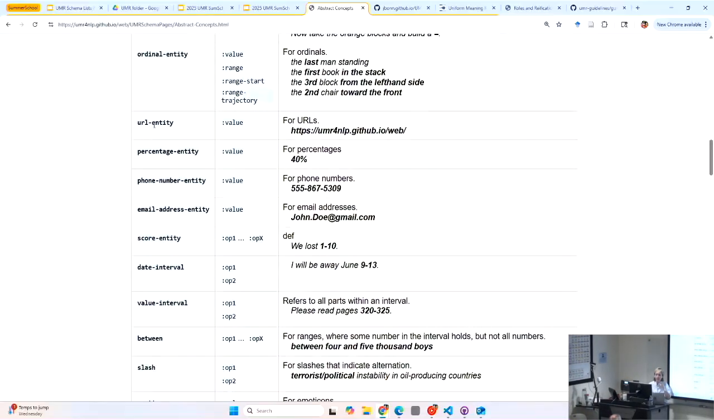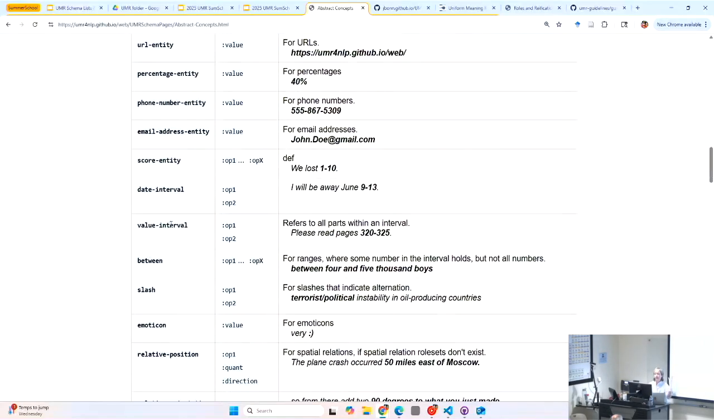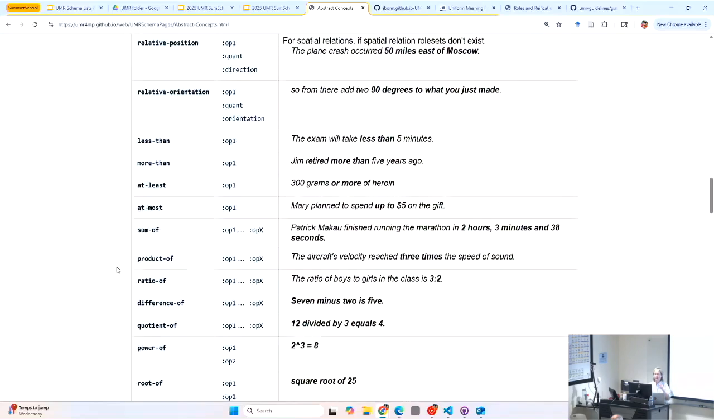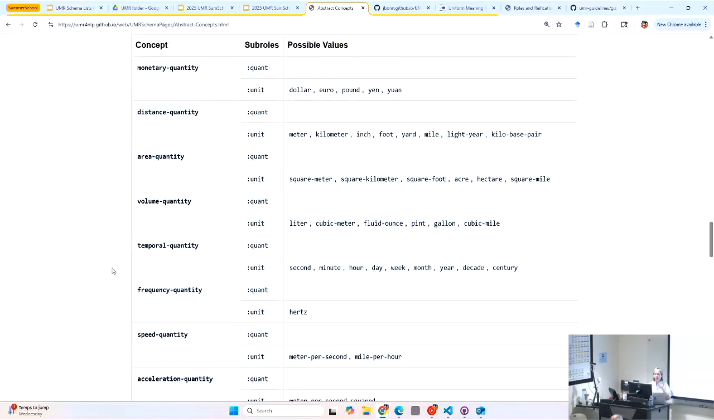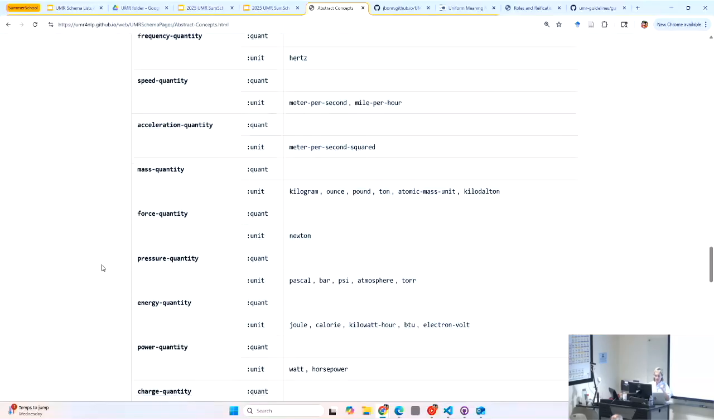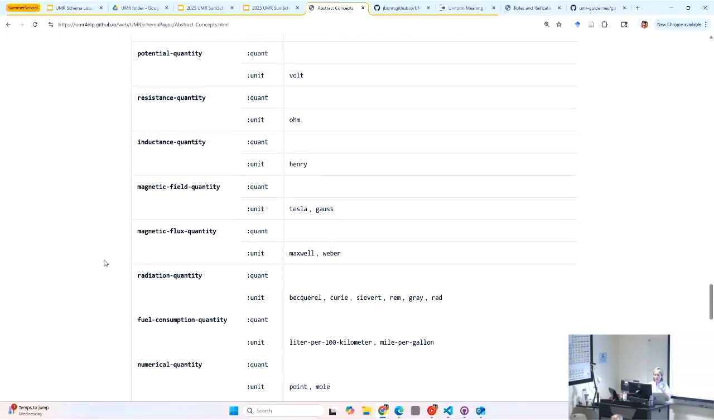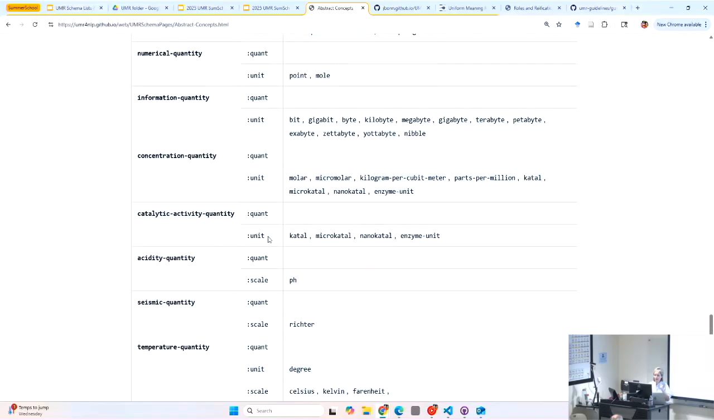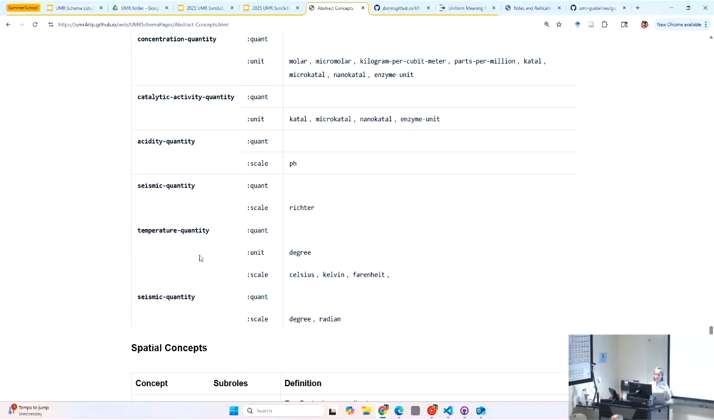Ordinals we already talked about. URLs, percentages, phone numbers, email addresses, value intervals. Please read pages 320 to 325. Just refer to this list. There are all kinds of things in here. Very useful. Quantities, we have all these quantity types. There are a lot of them. Most of them I have never used before. This list of suggested values, they're just suggested values. You can have other units in there too, but these are common ones.